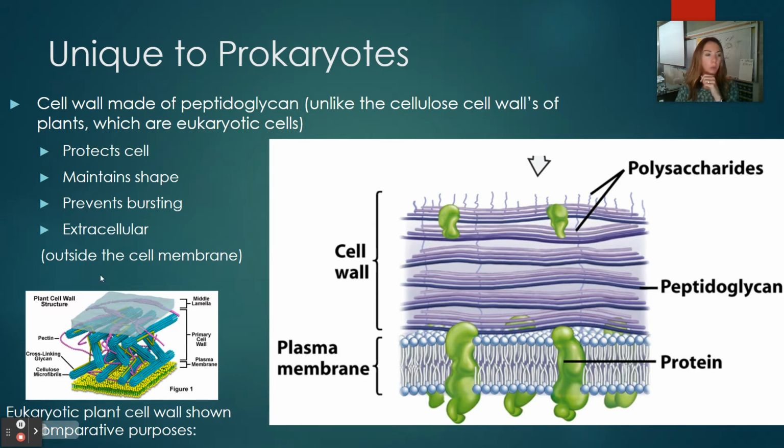And here it is. This is the structure of a plant cell. You can see it's a lot different than this eukaryotic cell. You can see where the cellulose is versus the cell wall here, and then the membrane versus the membrane.